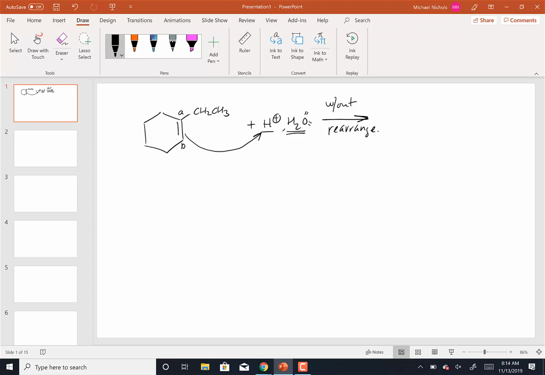And I have two choices here. I can bond it to carbon A or I can bond it to carbon B. So let's say I bond the hydrogen to carbon A to begin with. And let's say I bond the hydrogen to carbon B. Now when I bond the hydrogen, the H plus, to carbon A or B, what happens to the other carbon in the double bond?